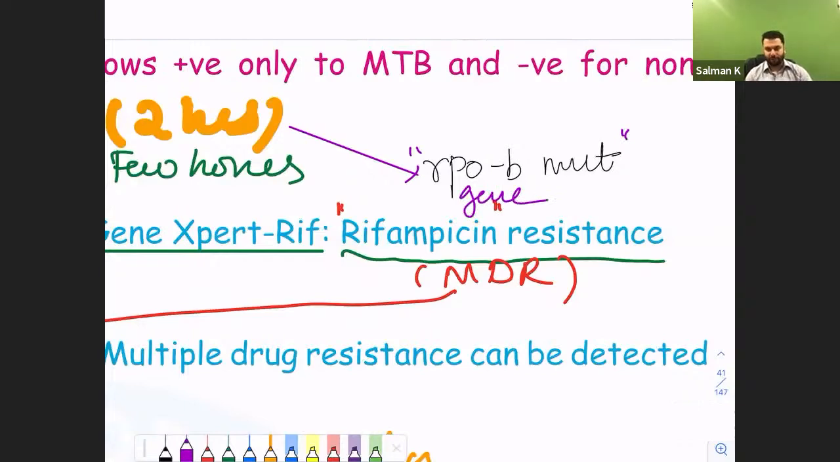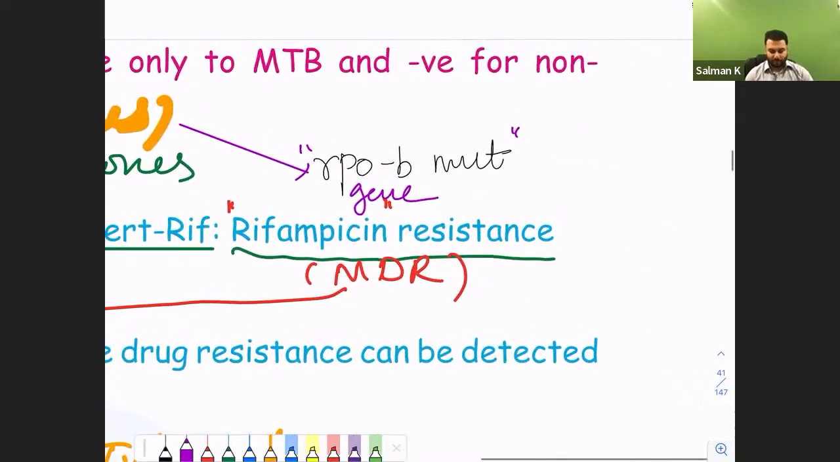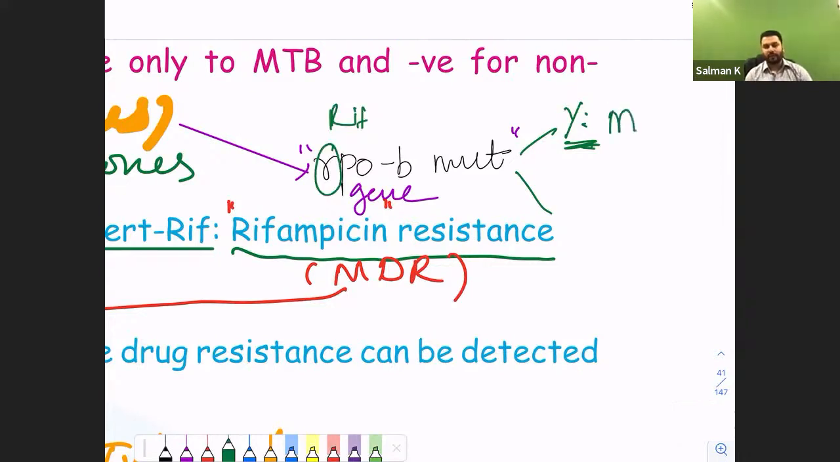RPOB gene mutation. If this mutation is present, it means rifampicin resistance is present. R is for the drug rifampicin. We are checking if rifampicin resistance is present here. So if rifampicin resistance is present, more or less, this would be MDR TB, multi-drug resistant TB.